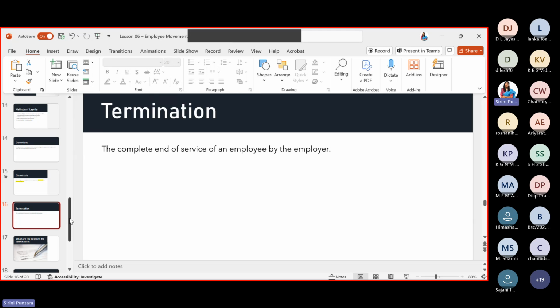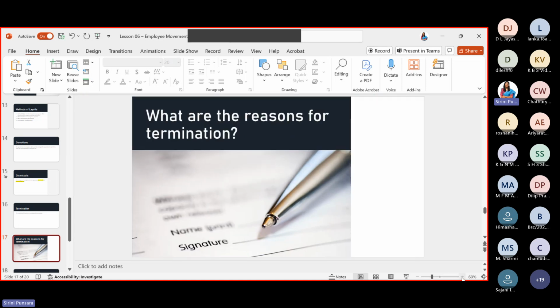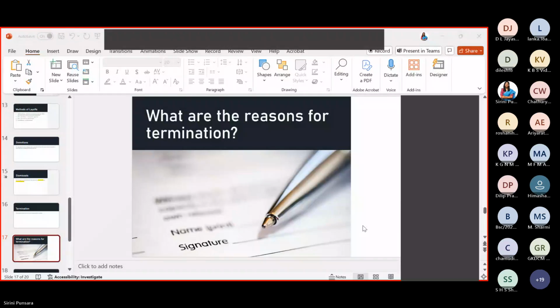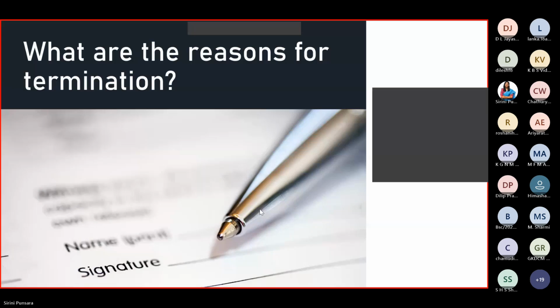So take a few minutes and write down the answer to this question. What are the reasons for termination? One reason could be a disciplinary issue. Other than that, what are the other reasons for employee termination? Just write a few points, then I will discuss the answers.